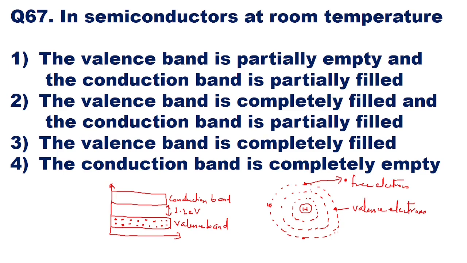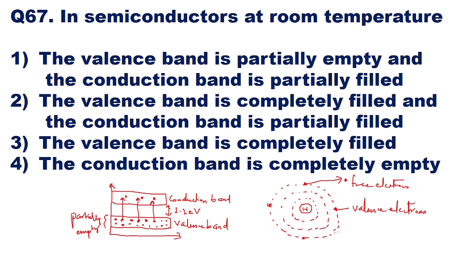That means if you see this energy band diagram, at room temperature, some of these electrons from the valence band will come to the conduction band. Because of this, the valence band, which was completely filled with electrons, has let go some electrons to the conduction band because of the room temperature heat. That means the valence band was originally filled. Now it is partially empty. Valence band is partially empty.